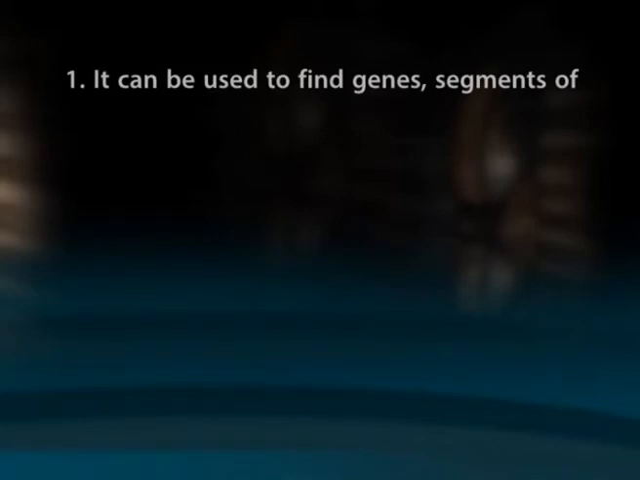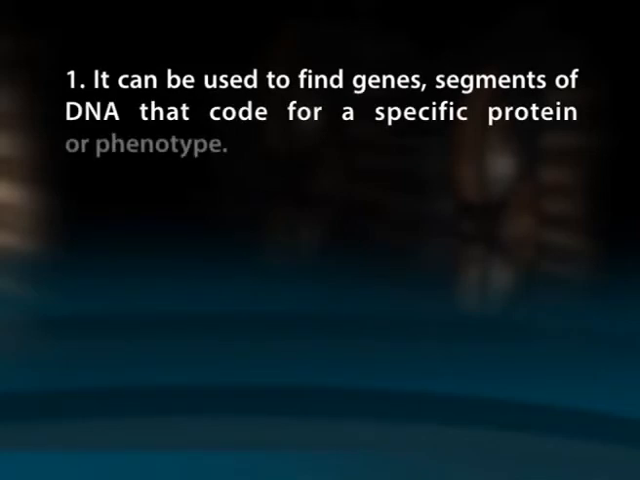First, it can be used to find genes, segments of DNA that code for a specific protein or phenotype. If a region of DNA has been sequenced, it can be screened for characteristic features of genes. For example, open reading frames or ORFs, long sequences that begin with a start codon, that means 3 adjacent nucleotides, the sequence of a codon dictates amino acid production, and are uninterrupted by stop codons which, except for one at their termination, suggest a protein coding region.